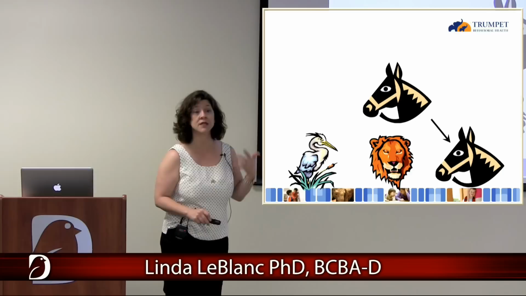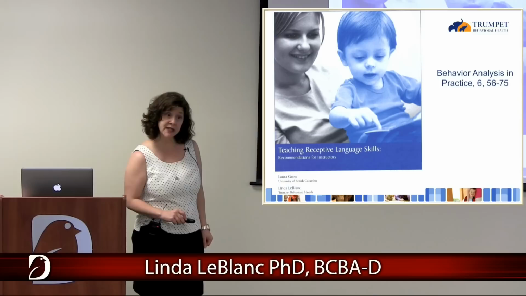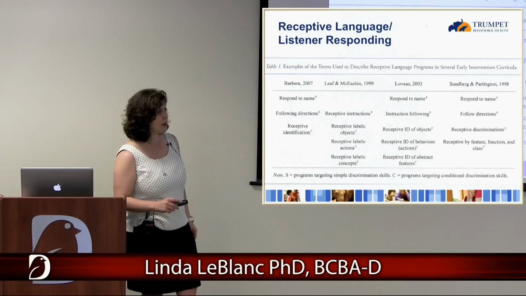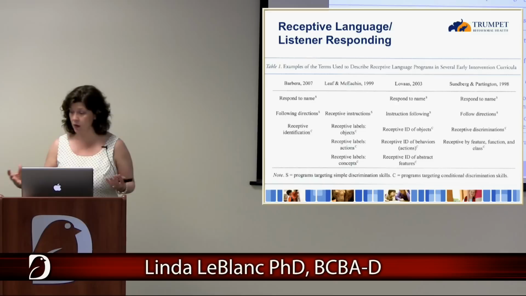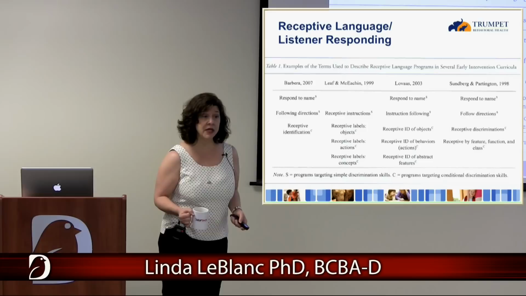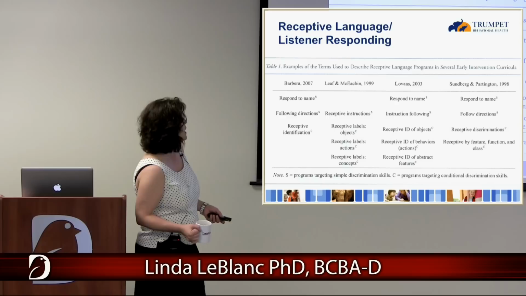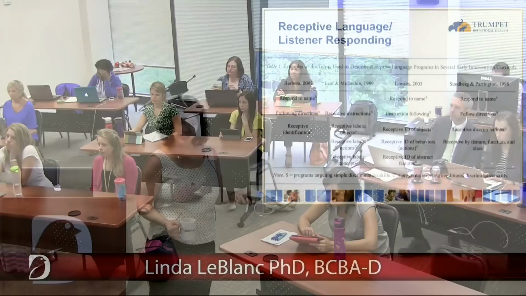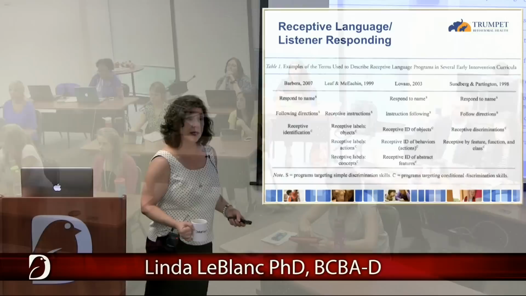So, this is the paper. As I said, it's available for download. This was published in Volume 6 of Behavior Analysis in Practice and covers the material that we're about to go through. So, when we talk about receptive language, depending on the framework with which you do your instruction, if you follow a verbal behavior framework like Barbera or Sundberg and Partington, you may use certain kinds of names for your programs. Things like receptive discriminations, receptive identification, receptive by feature, function, and class. A lot of times receptive language is also referred to as listener responding within that framework. Leaf and McEachin and Lovaas 2003 are UCLA model programming. They use slightly different names for their programs, things like receptive labels, receptive ID.